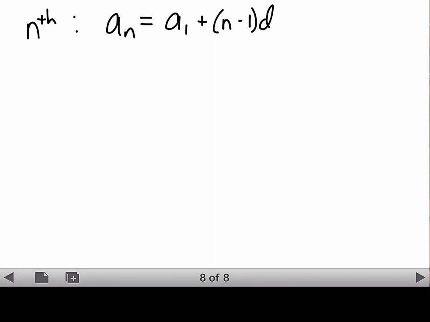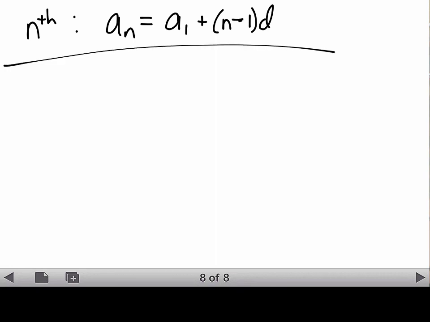Why aren't I done yet? Wrapping up. Okay, the nth term of an arithmetic sequence is a sub n is equal to a sub 1 plus n minus 1 times d. You should probably have that memorized by now.